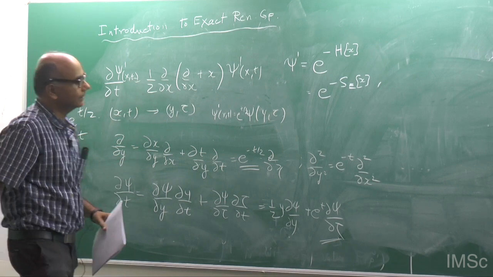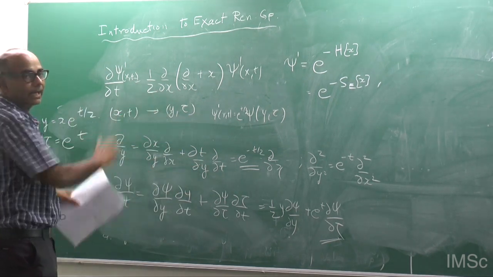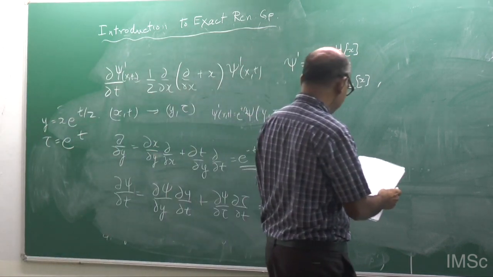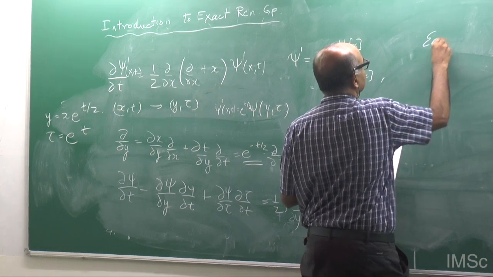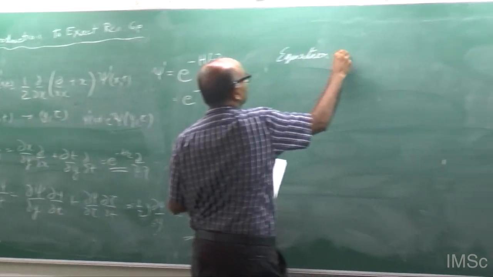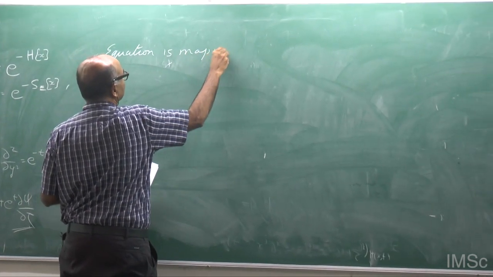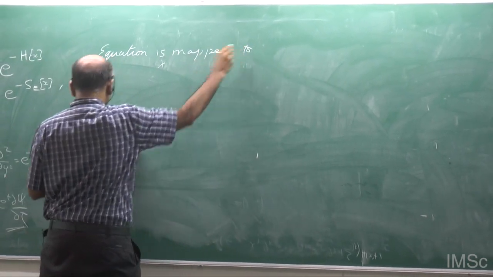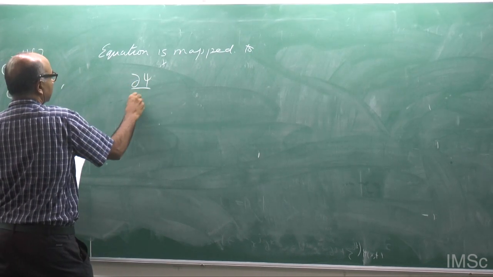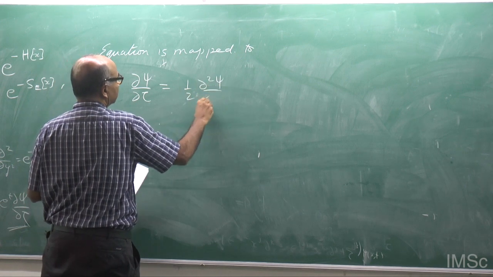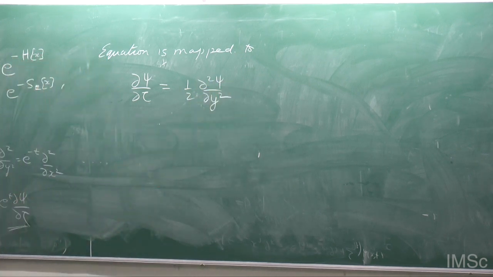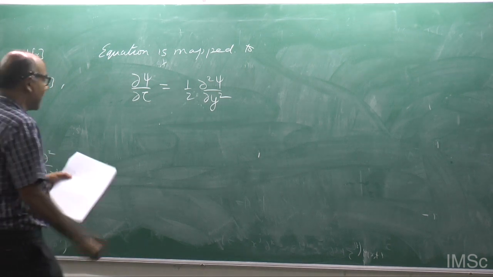So you plug all this in. Now you can just plug it into that and see what you get, and what you get will be the following. This equation will get mapped to the following equation, which you'll recognize very well. Simple equation, which is just Schrodinger's equation with the I taken away, so it's a diffusion equation.